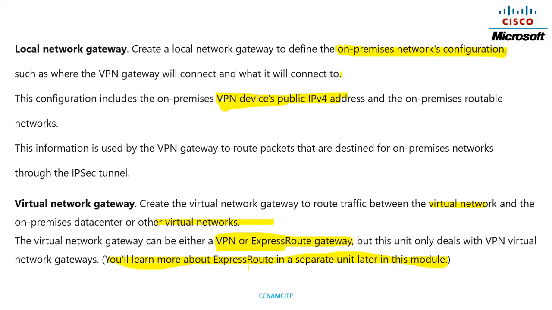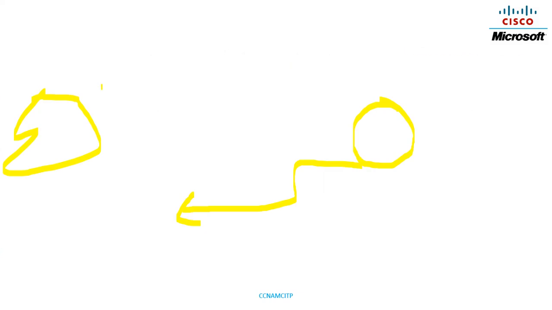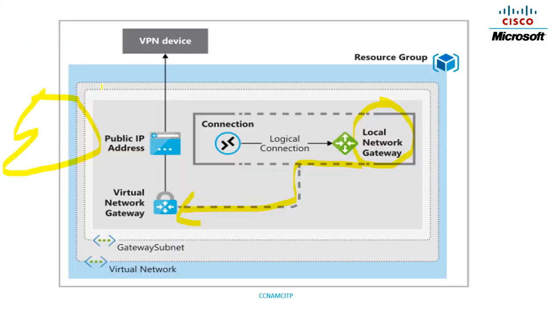As of now we have understood the virtual network gateway. Now we'll talk about connections. So guys, create a connection resource to create a logical connection between the VPN gateway and the local network gateway. This is your local and this is VPN, so definitely there will be a logical connection, and only then will they be able to communicate with each other.